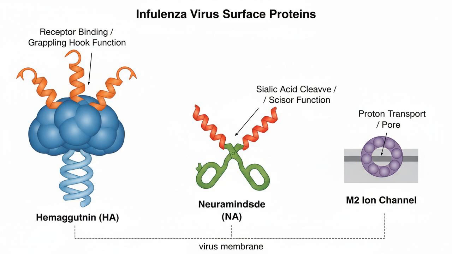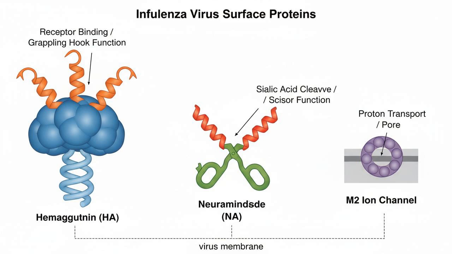The second protein is neuraminidase, or NA. If HA is the hook used to board the ship, NA is the sword used to cut the ropes when it is time to leave. This is the machinery that defines the flu strains you hear about on the news, like H1N1. The H stands for hemagglutinin, and the N stands for neuraminidase.